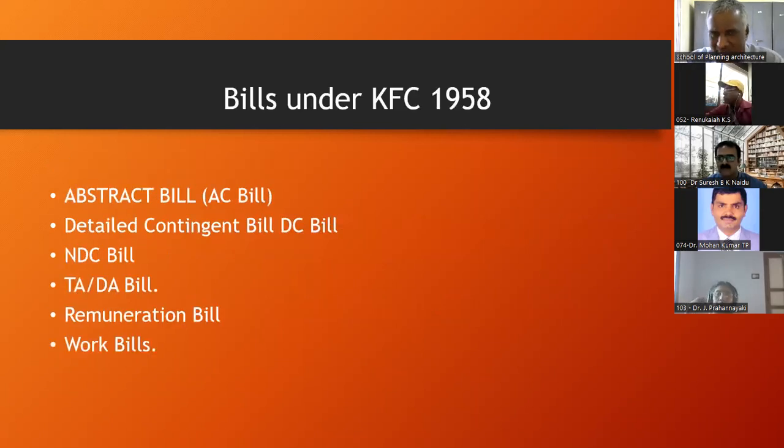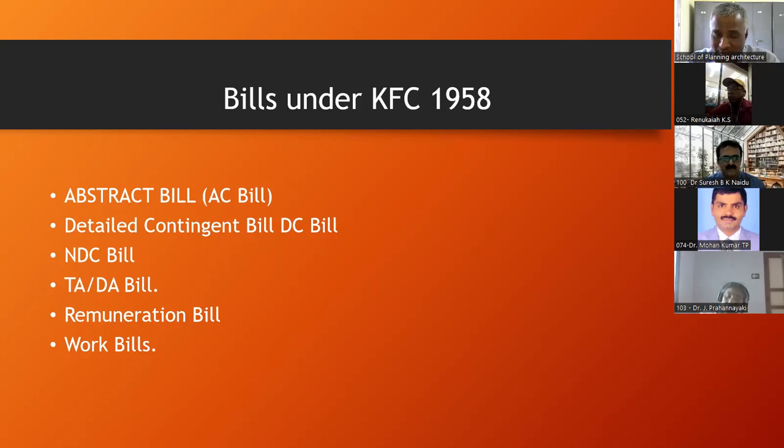How to prepare the bills? Normally we have types of bills, abstract bill, AC bill. If you want to draw advance before expenditure, this is what we say AC bill. For that you have to prepare a detailed contingent bill, DC bill. Suppose you want to conduct an annual day function, you have to draw the money from the bank. The money is there. What normally you do, you write the check and draw the money. There is no proof for that. You have to prepare a bill called AC bill and draw the money. And after that, you have to prepare a DC bill and settle it.